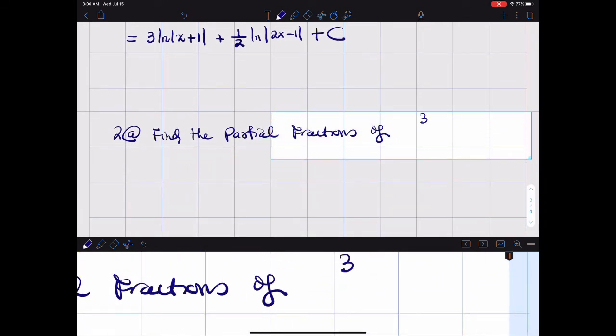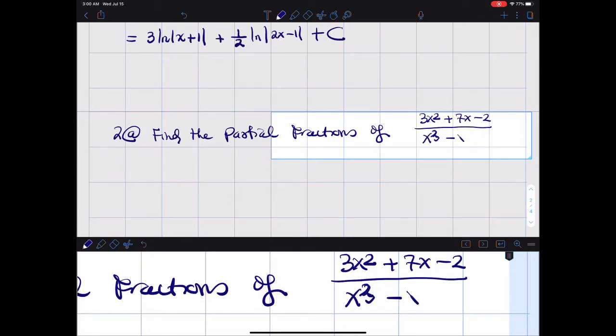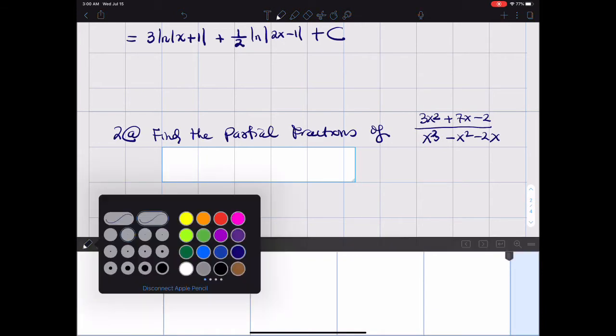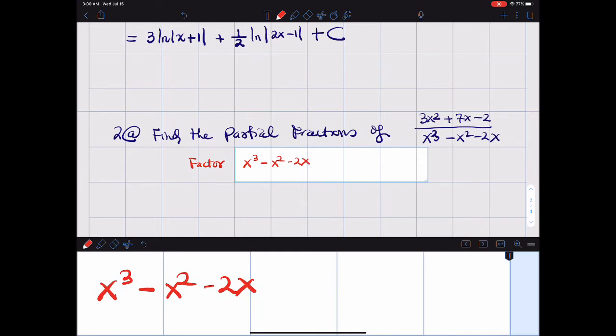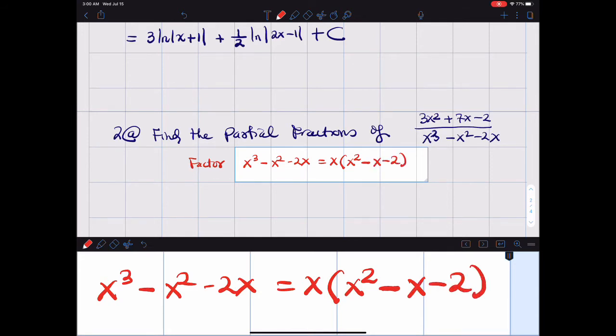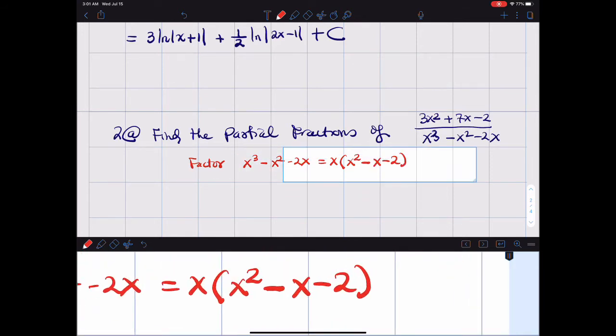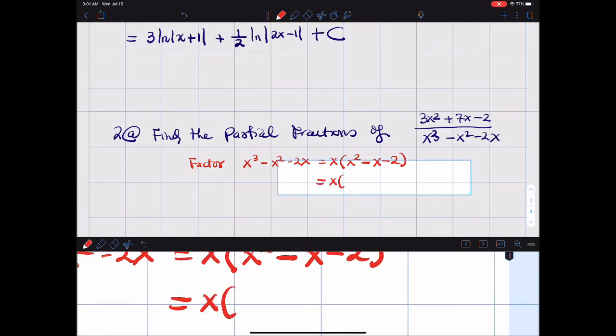I'm gonna go with 3x squared plus 7x minus 2 over x cubed minus x squared minus 2x. So the first thing we can do is to factor the denominator. If we factor x cubed minus x squared minus 2x, you factor out an x and you're left with x squared minus x minus 2. And this is going to give you x times x plus 1 times x minus 2. Try it.